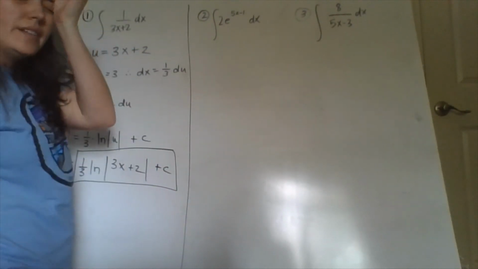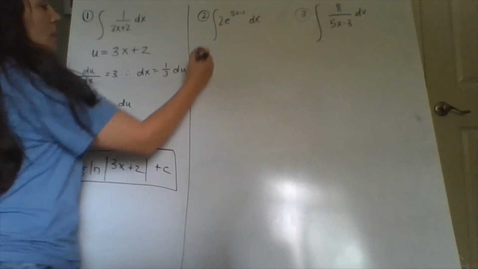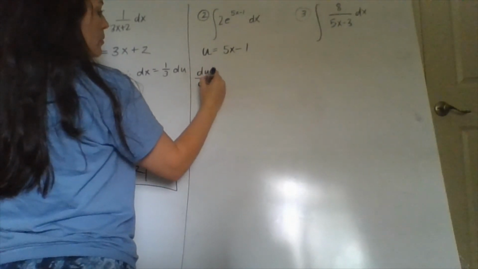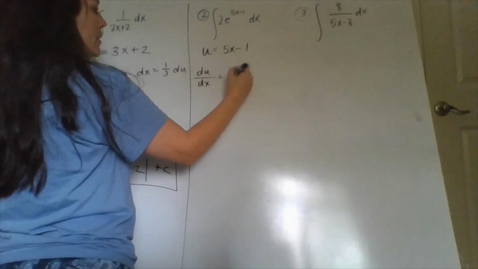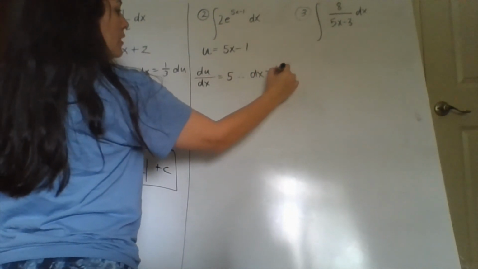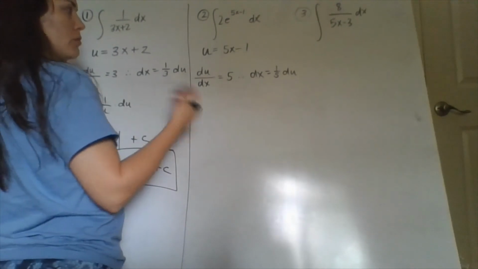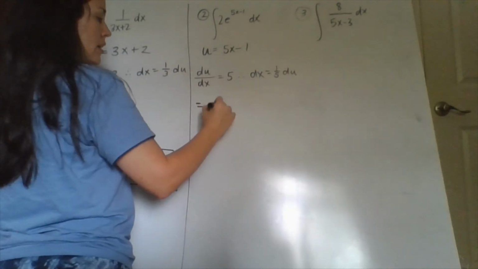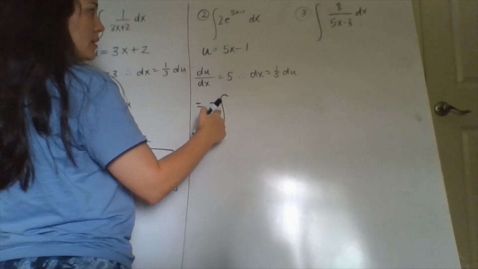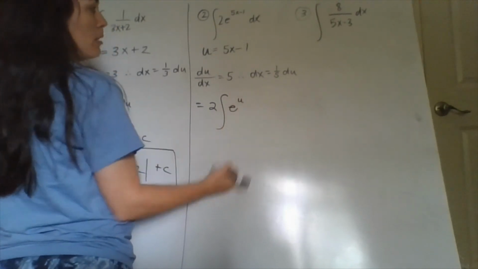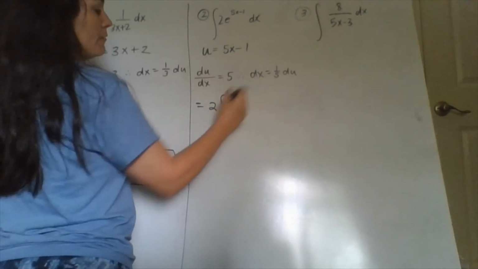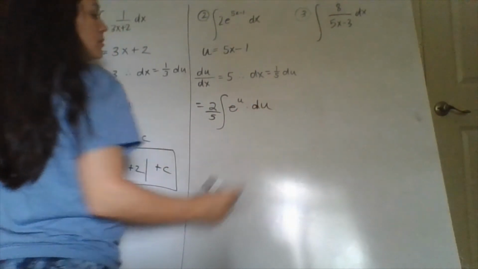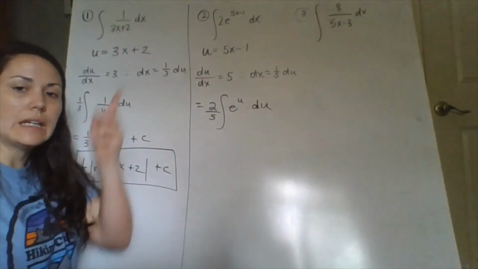Next one. Again, I'm using u substitution. u is 5x minus 1. The derivative of u with respect to x is 5. So dx is 1/5 of du. Now I'm going to rewrite this. Now this already has a coefficient in front of it. So the first thing I'm going to do is rewrite it as 2 times the integral of e to the u power, and dx is 1/5. So I'm multiplying 2 by 1/5. I get 2/5 times du.